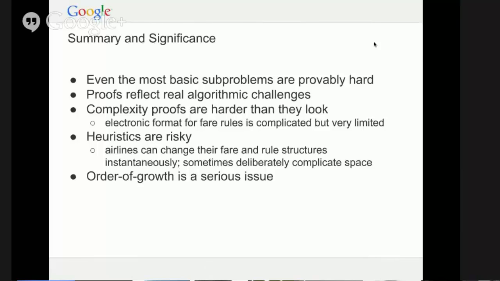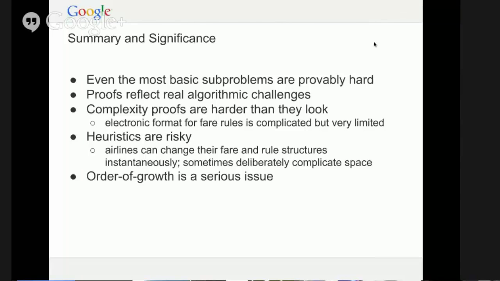The airlines are trying to solve an optimization problem, which is maximizing the revenue. So if you use a heuristic that actually works, then the airlines know that they haven't done their job well. So airlines can change their fare rules and structures instantaneously to make sure that such heuristics do not work. And sometimes they do it deliberately, which complicates the space. And so any heuristic that you use that may work today will stop working very quickly. So using heuristics is just very risky in this case.